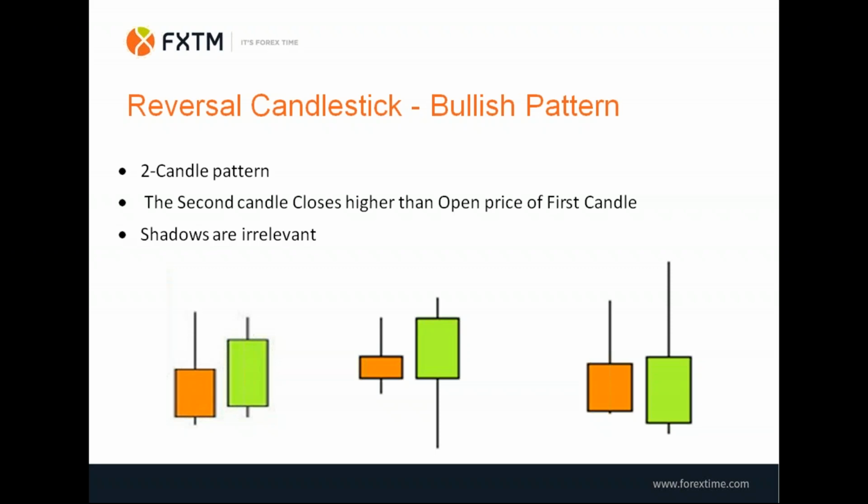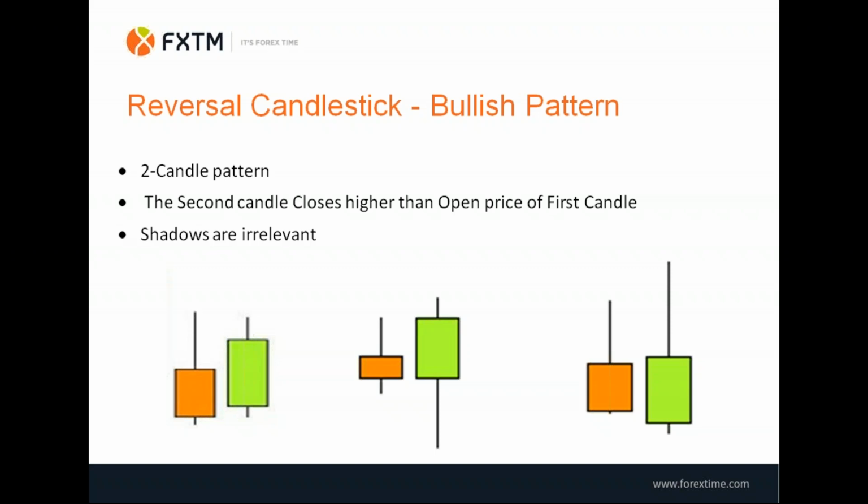The three patterns are similar in three ways. Number one, there are two candles, and the closing price of the second candle is higher than the opening price of the first candle. That is very clear, right? And the shadows are irrelevant. Shadows are the highs and the lows, so they don't really matter. What matters is that the second candle closes higher than the opening price of the first candle, and that two candles are involved in this situation.